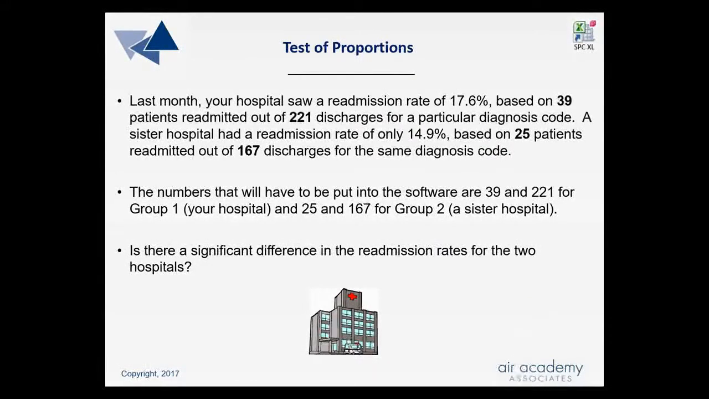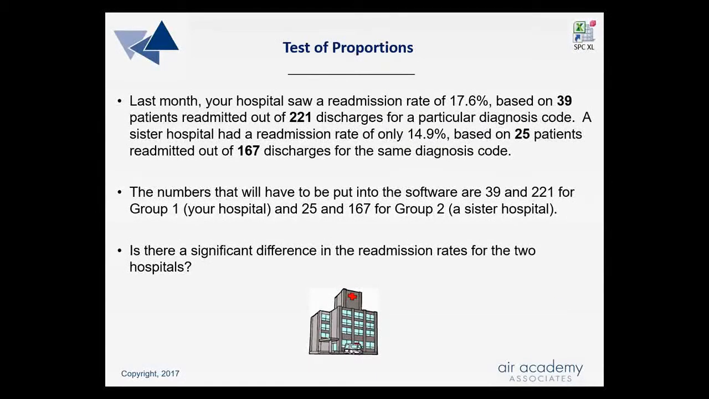Let's say last month your hospital saw a readmission rate of 17.6%. That's based on 39 patients readmitted out of 221 discharges for a particular diagnosis code. A sister hospital had a readmission rate of only 14.9%, based on 25 patients readmitted out of 167 total discharges for the same diagnosis code.